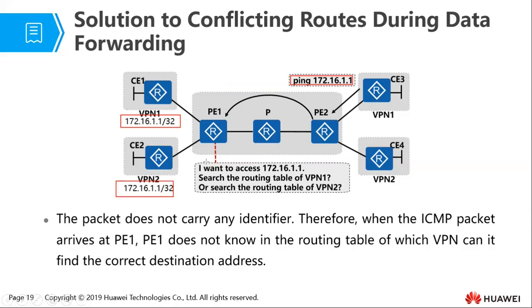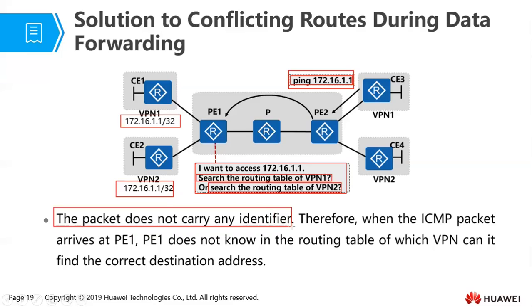So I want to access 172.16.1.1 because when you do the ping, the packet here, the ICMP packet, does not carry any identifier tag. So I want to access 172.16.1.1. So am I going to search the routing table of VPN1 or search the routing table of VPN2? So the packet does not carry any identifier.